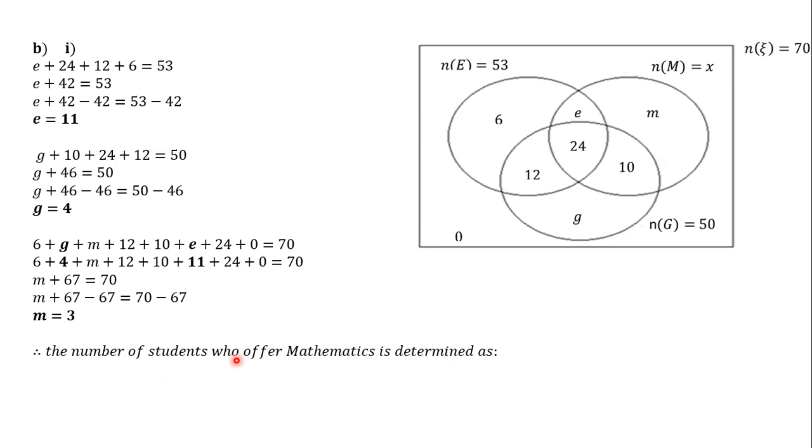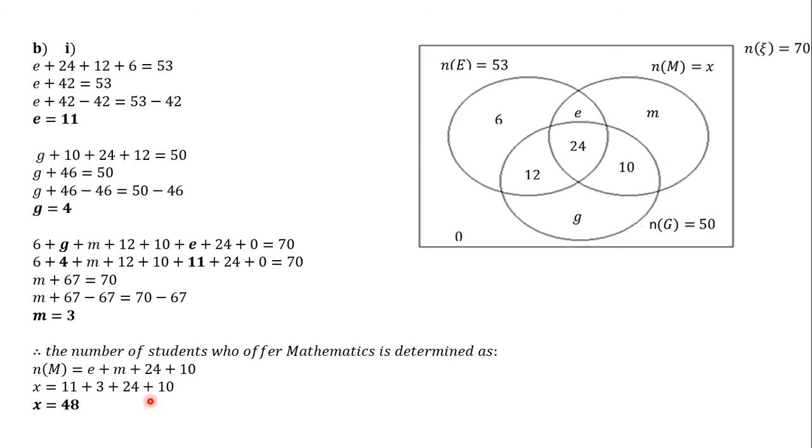So the number of students who offer mathematics is determined as follows. We are now going to answer B(i): find the number of students who offer mathematics. Good. So the number who offer mathematics is E plus M plus 24 plus 10. Now the next thing is to do substitution. So we put 11 for E, 3 for M, and we add. So our answer will now be what? 48. So we have conquered B(i).